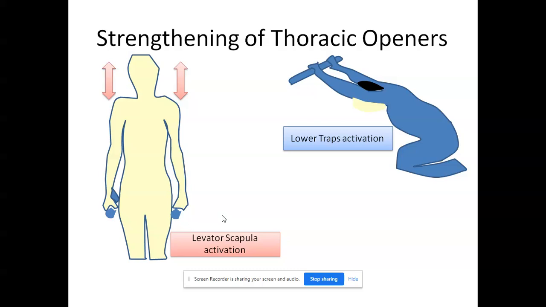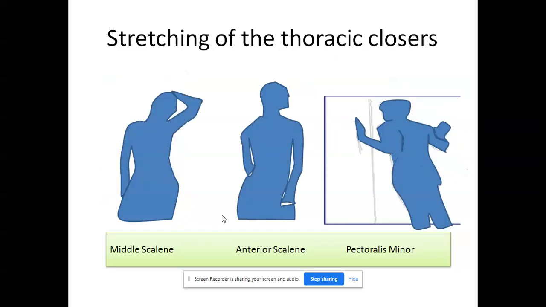Coming to lower traps activation. Lower trapezius is also a fantastic thoracic outlet opener. Strengthening it will open up the thoracic outlet, thus reducing the symptom. These two muscles are the thoracic outlet openers. Coming to the stretching of the thoracic closers. Middle scalene, anterior scalene, and pectoralis minor are your thoracic outlet closers.